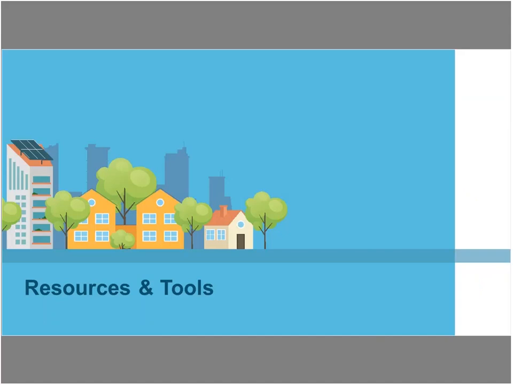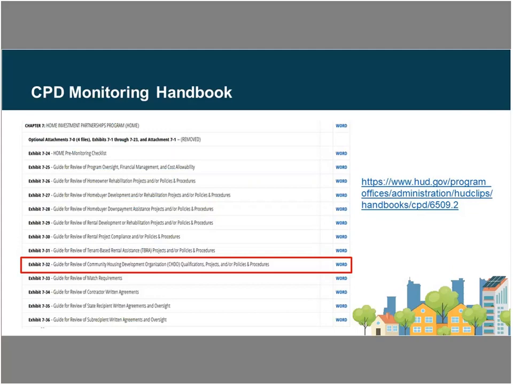So let's talk about some of the resources and tools. So first off, this is the link for the HUD monitoring, the CPD monitoring handbook. Specifically today, we're talking about 7-32, which is the exhibit that's specific to CHDOs. But keep in mind then, based on the activity that the CHDO is undertaking, we will have activity-specific requirements for some of your projects. We also mentioned the financial requirements of 2 CFR Part 200. So we have a number of these exhibits that will apply for our use of our CHDO funds.